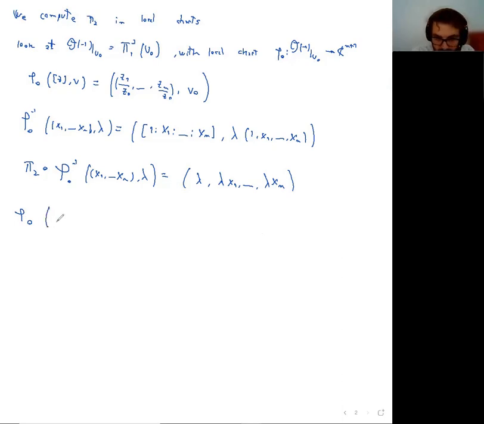So phi 0 of E intersected phi 1 inverse of u0. So this is just, you know, the good old O(-1) restricted to u0.